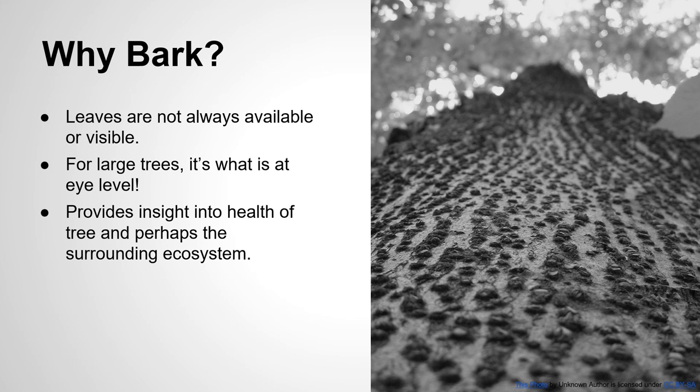So, why try to understand bark? As was said before, in winter, many trees have no leaves, and even in summer, leaves and needles on large trees are sometimes too far away to decipher. Bark is almost always visible at or near eye level, and it tells us a lot about the health of the tree. Is it diseased? Are there harmful, boring insects present? Is it dead? These all might tell you something about the ecosystem as a whole as well.